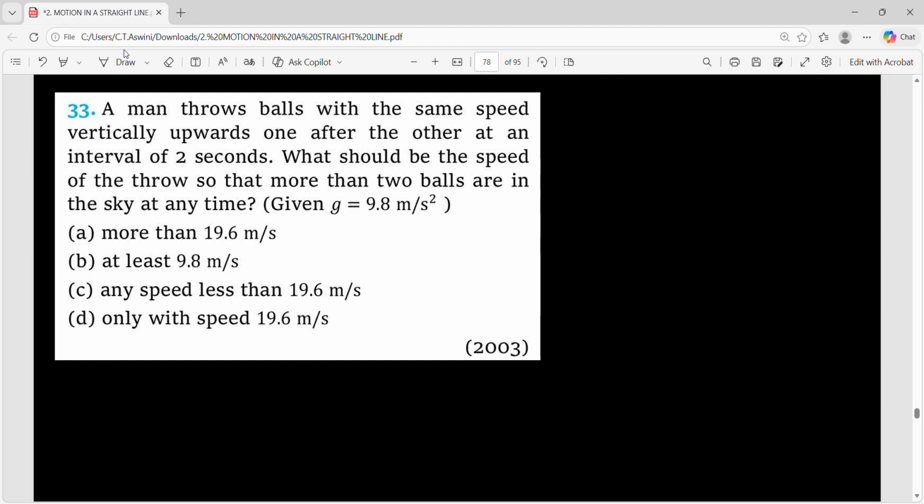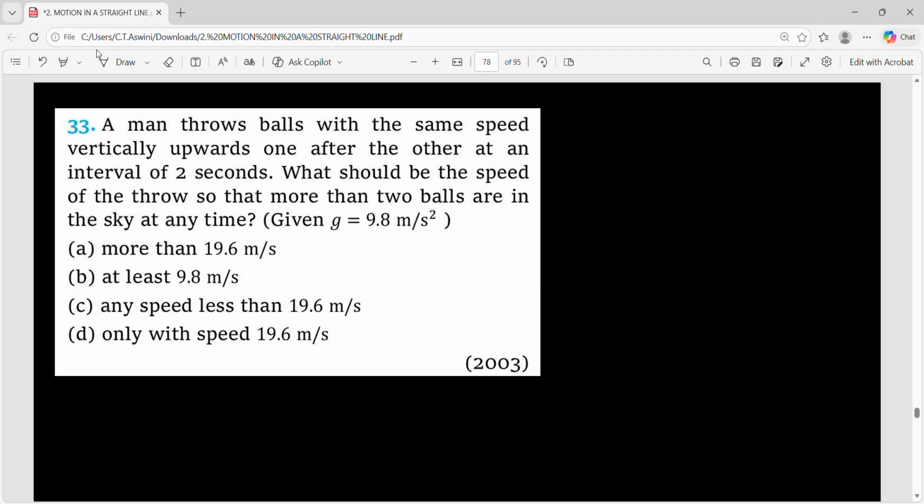Now, try to do this question. Sorry. So this is actually related to time of flight, which we haven't discussed yet. So keep this question on hold for some time, because we have to discuss time of ascent, time of descent, and time of flight. Once we discuss that, then I'll come back to this question.